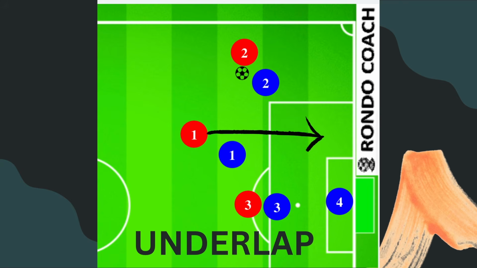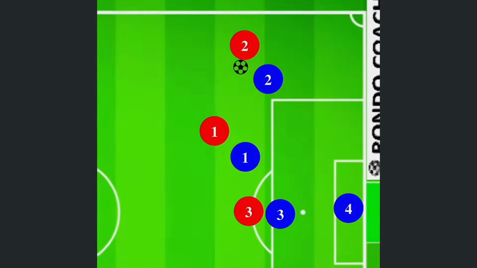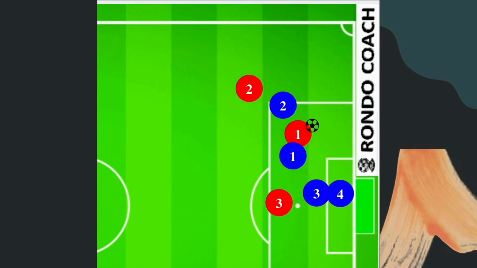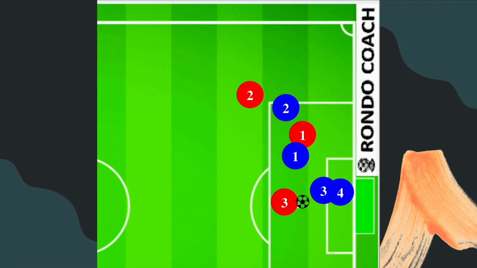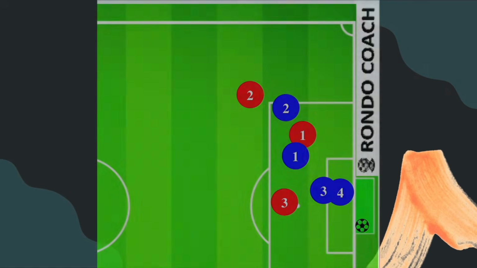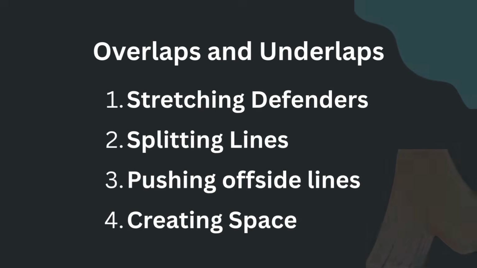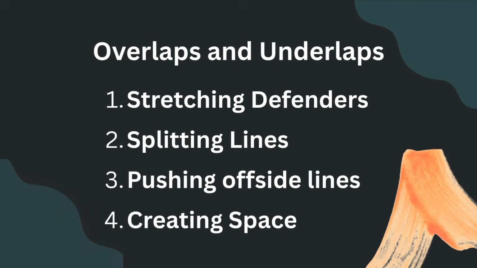The ball can either be with the winger or the striker. Either way, both of the defenders recognize the danger in case the underlapping runner receives the ball in a clear position to shoot at the goal. Both overlapping runs and underlapping runs are stretching the defenders and splitting lines, as well as pushing the offside traps lower. On top of that, they create space by leaving areas, dragging defenders deeper, and breaking the defensive formation. Check out the channel for detailed videos on most of these topics.